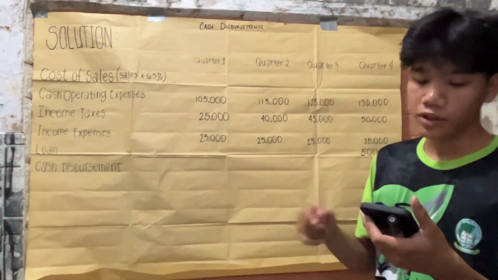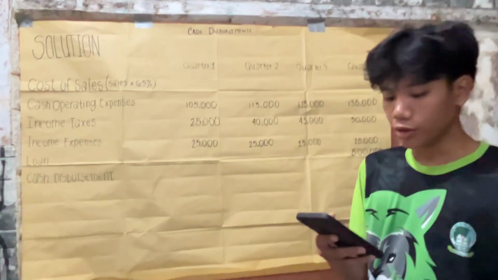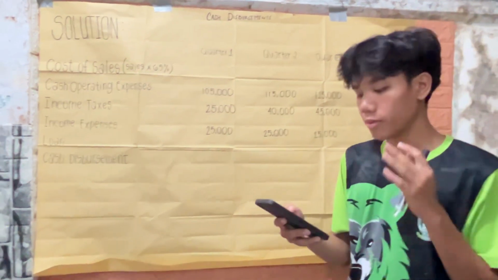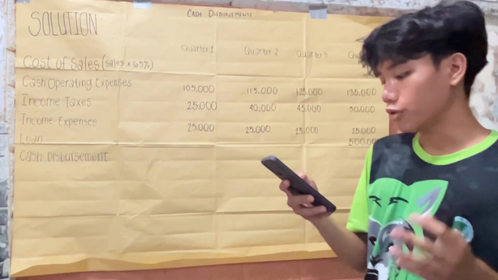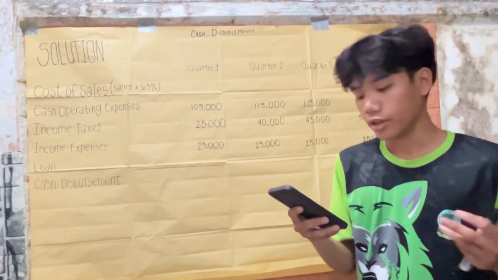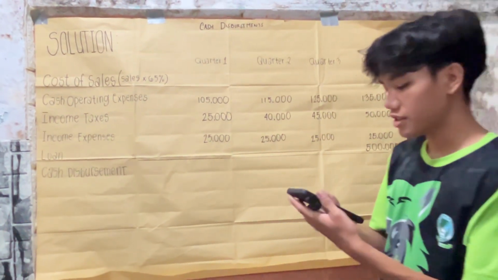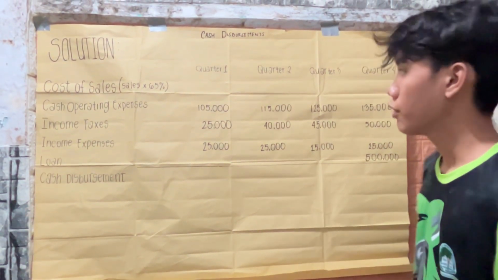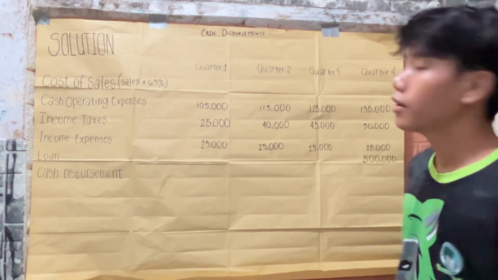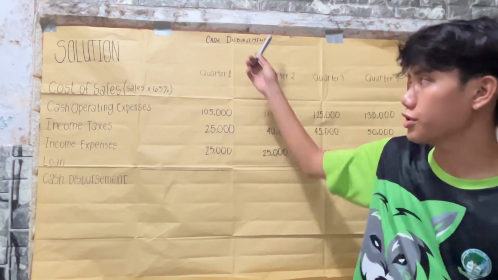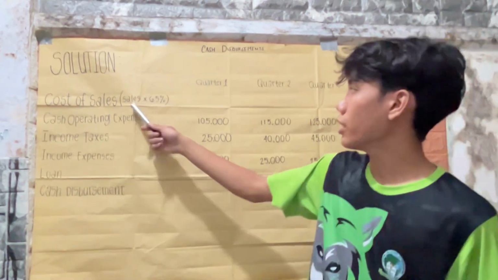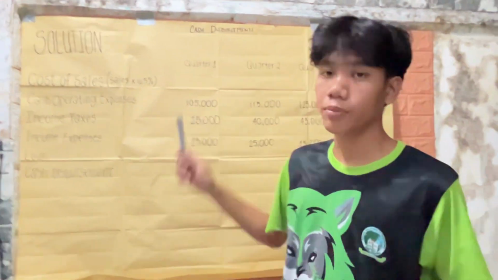So this is the given problem. The CEO of XYZ Corporation is developing a cash budget and wants to know whether the company has enough money to pay off a 500,000 peso loan by the end of 2020. The cost of sales is 65% of sales, which we already wrote in here. By the way, this is the general format for the cash disbursements. We have the quarters, then we have the cost of sales, followed by the given percent by your problem.